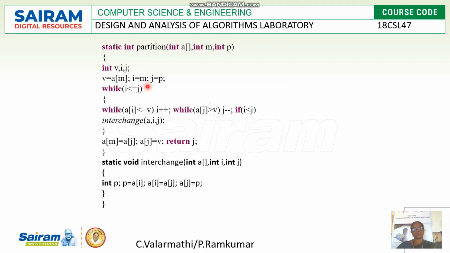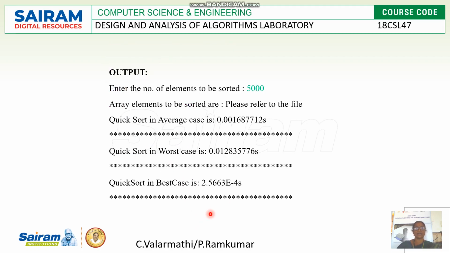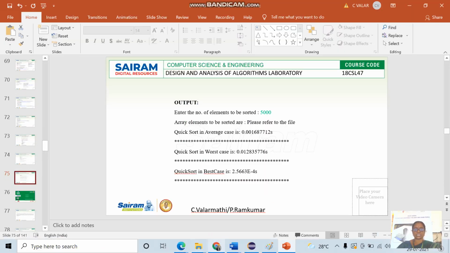Then move on to the partition parameter. Partition is nothing but it divides the entire array into 2 partitions based on the pivot value. That is performed with the help of a while loop here. Then interchange is another function. It will interchange the values of the data. So move on to its output. The number of elements to be sorted in this concept is 5000, and then it will refer to the file. Quick sort average case, worst case and best case values are given. So we can move on to its execution.